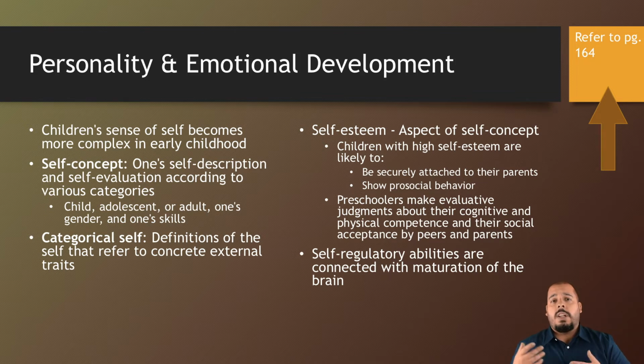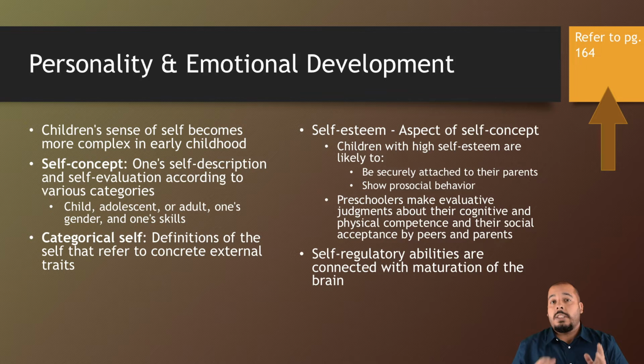Another aspect of the self-concept is self-esteem. To build their self-esteem, children compare themselves or make judgments about two different aspects. First is cognitive and physical competence. They are able to perform the same task as others in their age group and in preschool or daycare. These things could be the ability to tie their shoes, being able to solve simple puzzles, or being able to recite the alphabet or count.